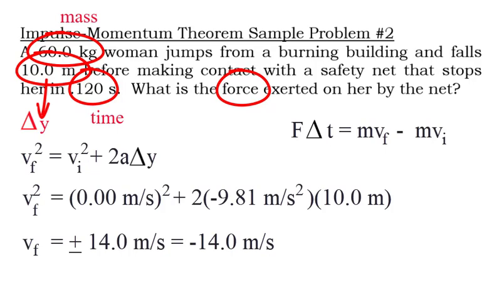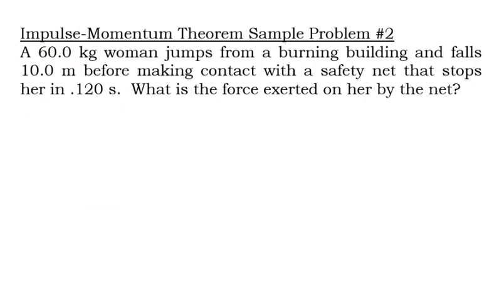Due to space limitations, I'll now erase everything on here except the problem as stated, and will solve for the force exerted on the woman by the safety net. Let's write down the equation for impulse momentum. And before we begin substituting, we need to take something into consideration. We determined that the woman's velocity at the bottom of her fall was negative 14.0 meters per second. We now need to remember that that is her initial velocity upon hitting the safety net. Her final velocity will be 0. So when we make the substitutions, we need to substitute accordingly.